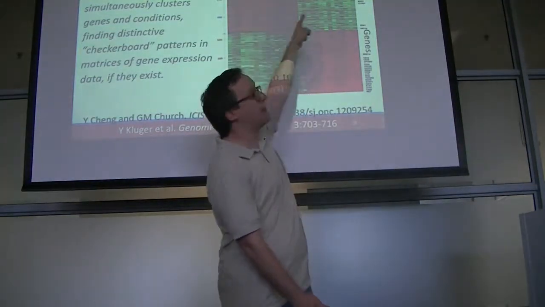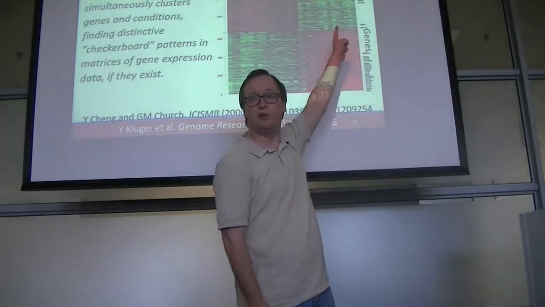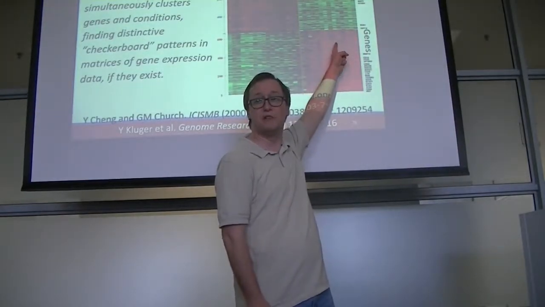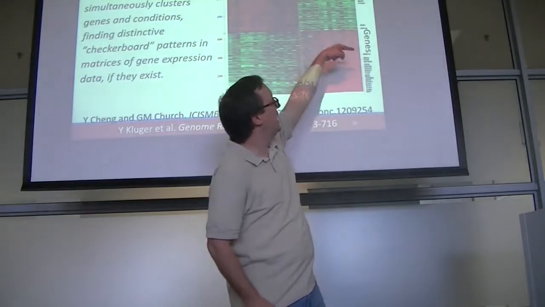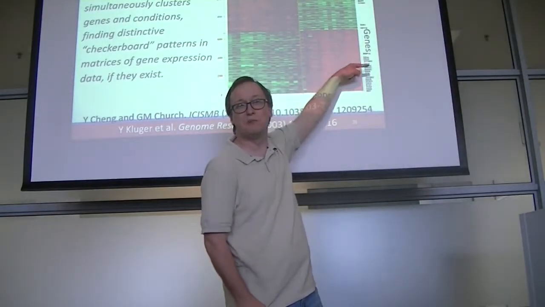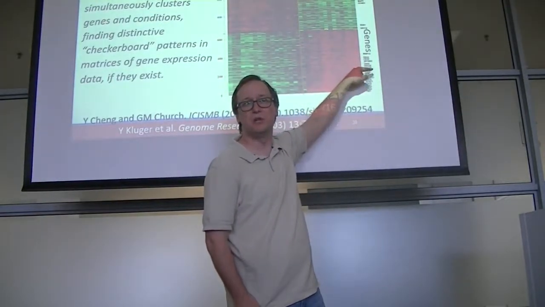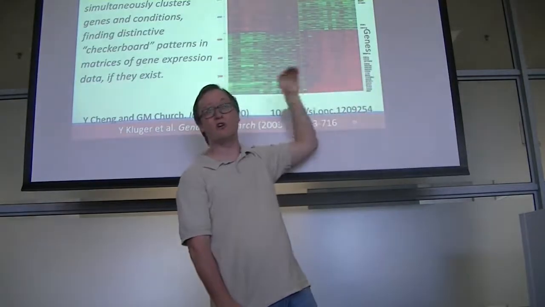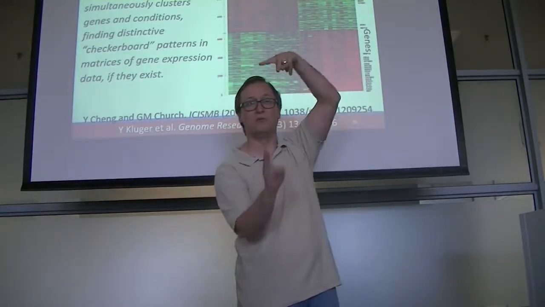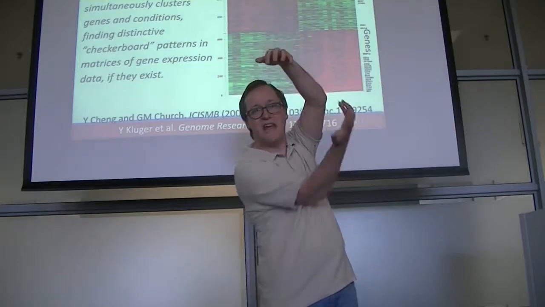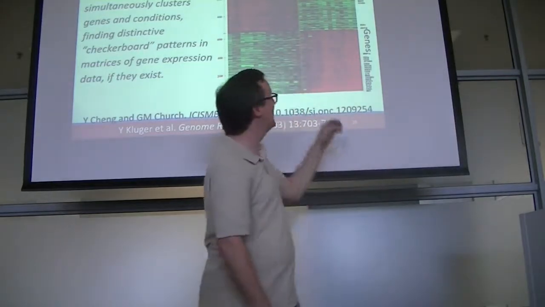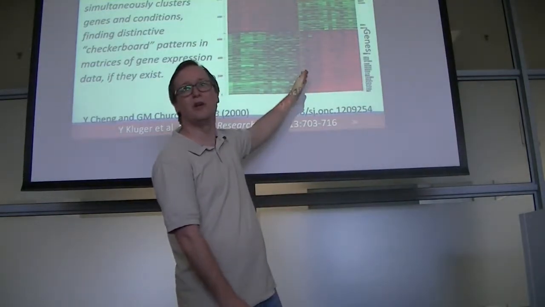So across the X here, we've grouped together samples that are most similar in gene expression. And on the Y-axis, we've grouped together genes that are most similar in their patterns of expression across cell lines. You see, so we're clustering on the X-axis and clustering on the Y-axis. And that gives us what's called the checkerboard.